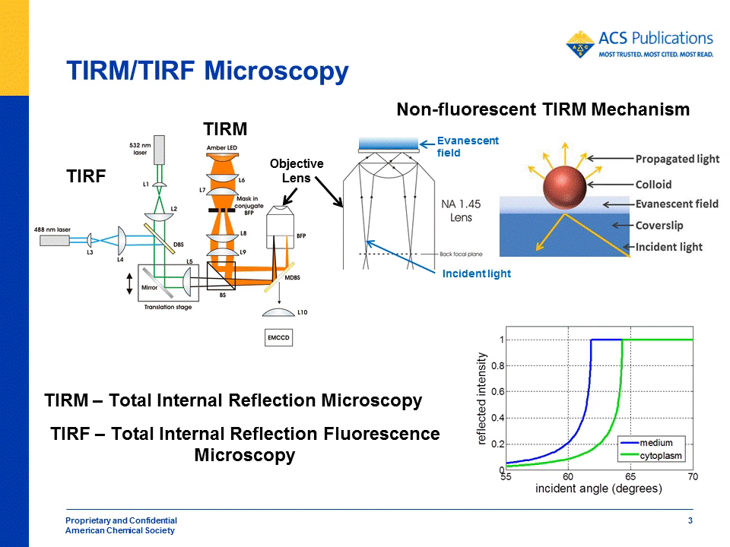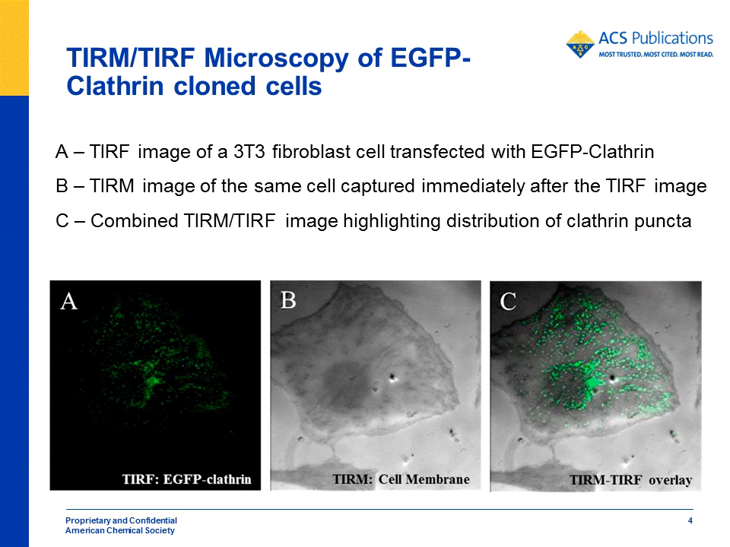In our experimental setup, the colloid and the cell membrane are unlabeled and imaged by the TIRM arm of the microscope, while the endocytic structure of interest, clathrin, is expressed in genetically modified cells conjugated with green fluorescent protein to the clathrin, which is visualized by TIRF.